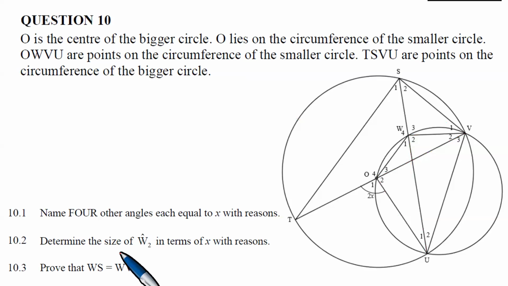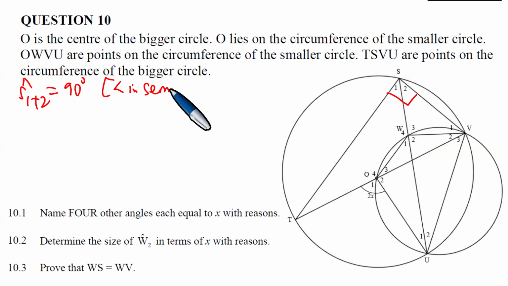Ten point three. Which means S1 plus 2. We note that S1 plus 2 is exactly 90 degrees because O is the center of the circle, and therefore TV is a diameter of the circle. So the angle S1 plus the angle S1 plus 2 is equal to 90 degrees. The reason for this 90 degrees is that it is an angle in a semicircle.